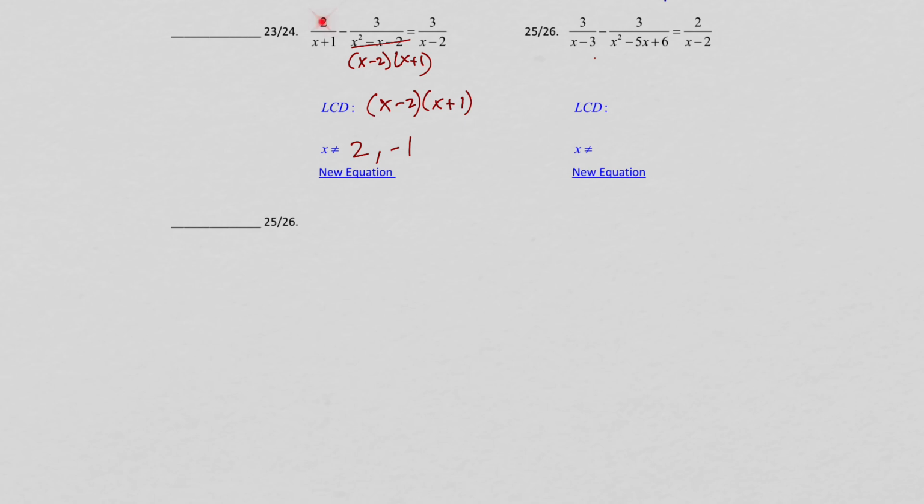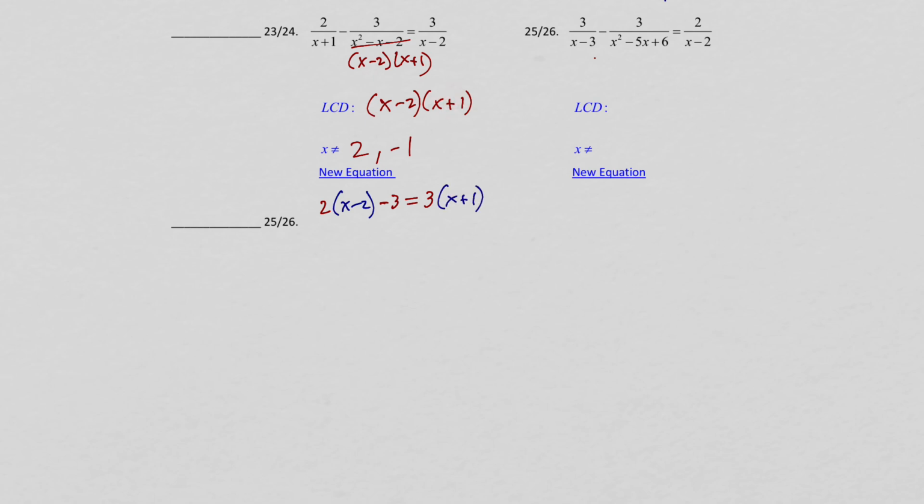So now I'm going to take the numerator and I'm going to multiply that by what's missing from the denominator. So x minus 2. And then I'm going to take this numerator, the minus 3, and I'm going to multiply this by what's missing from the denominator, and nothing's missing. So that doesn't get multiplied by anything. Then I'll say equals 3. And I'll take this numerator and multiply by what's missing from the denominator. So just this x plus 1.